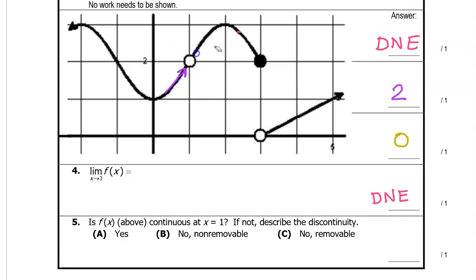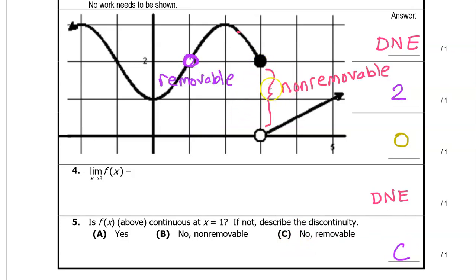So the limit does exist. But I'm asking you if the function is continuous. Continuous basically means unbroken. And this is a discontinuity right here. You see a hole in the graph when x is equal to 1. There's a hole here. So this is a discontinuity, and a hole is a removable discontinuity. So the answer is going to be C.